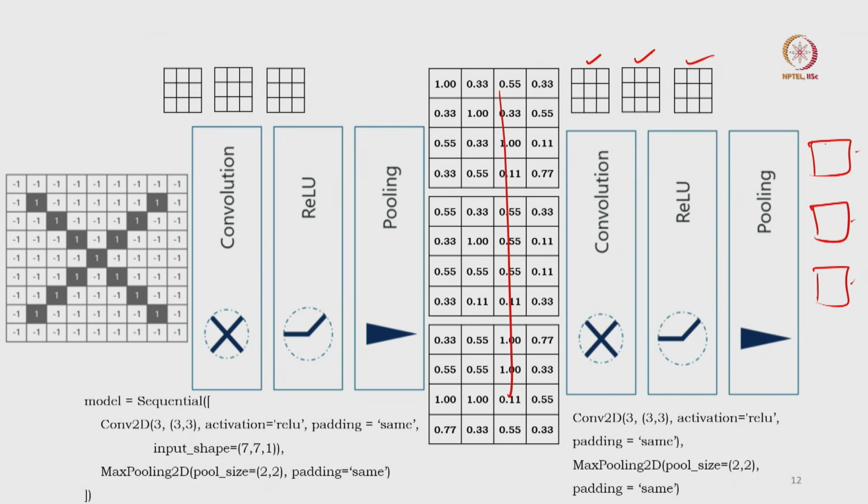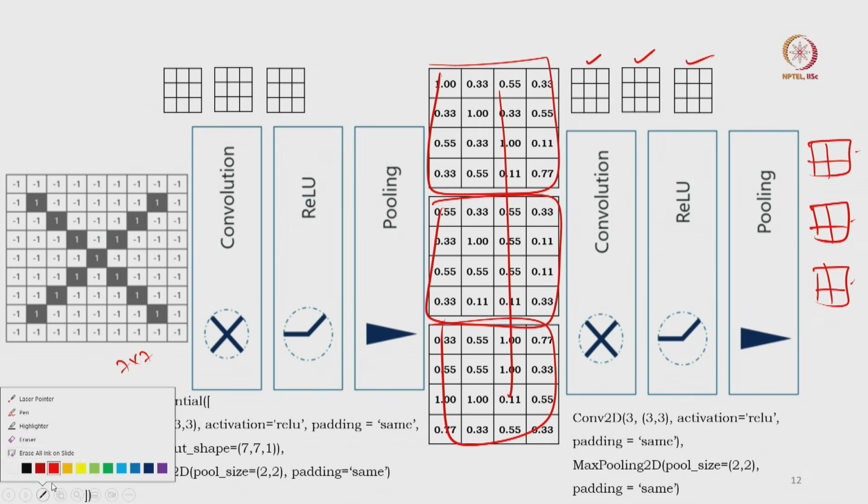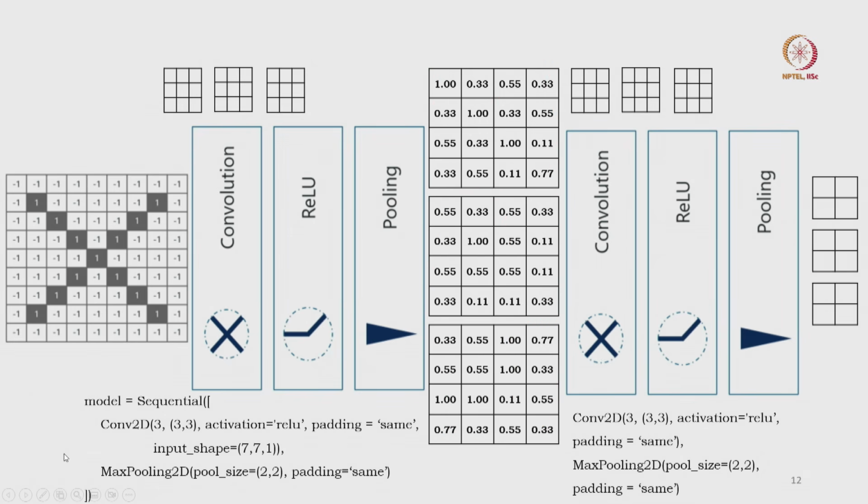But definitely the size will be reduced. Why will the size be reduced? Because now the input is not 7 cross 7. The input is this matrix. This is what you are passing as an input to the next set of operations. So this is the feature map that we will obtain.